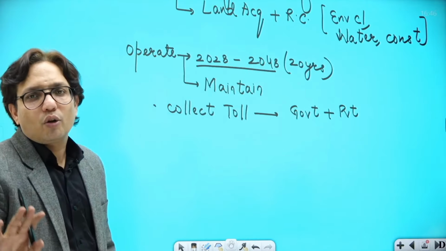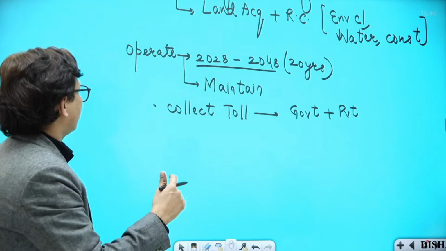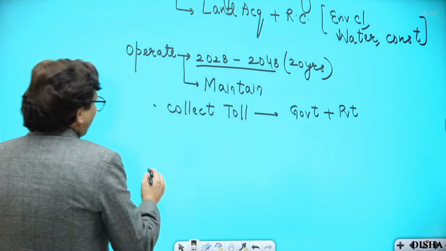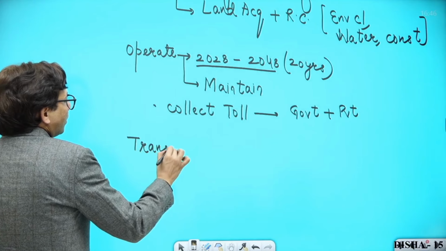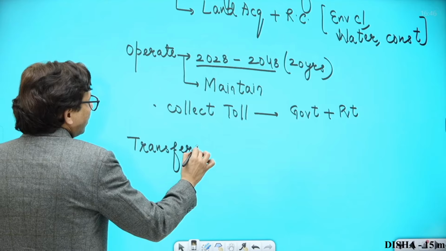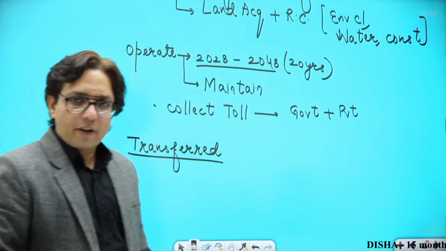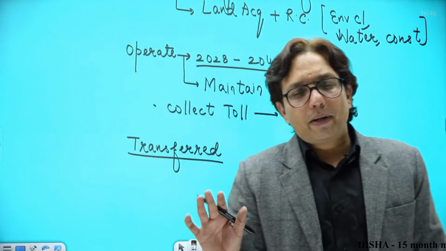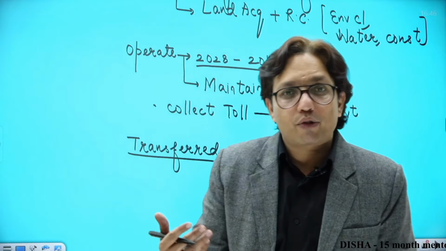Suppose 20 years are gone, then what? Now, after completion of 20 years, the project would be transferred back to the government. Fair enough? The project would be transferred back to the government. Then it is up to the government to decide what should be done with the project.